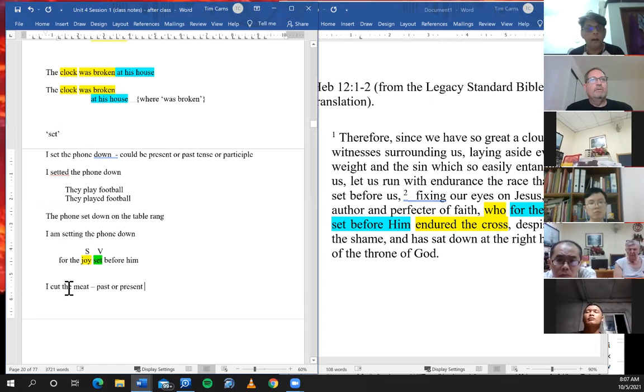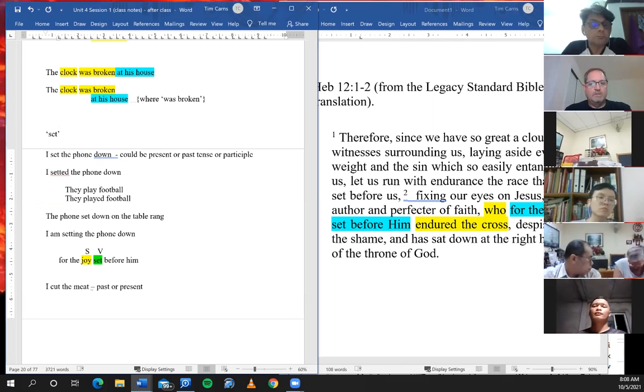All right. So how would you know the difference? Well, you'd need more of the context. Maybe if you said, I cut the meat yesterday. Okay, now you know, oh, that's past. But if I said I cut the meat now, you would know that's present. Okay. There are a few others. Some of the verbs that end in T, actually.